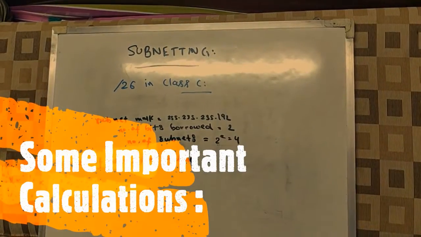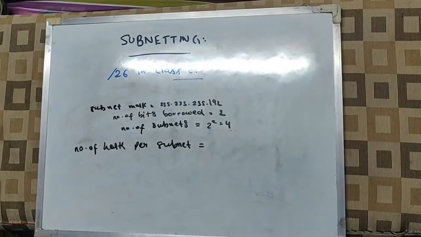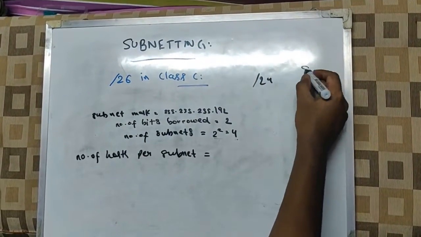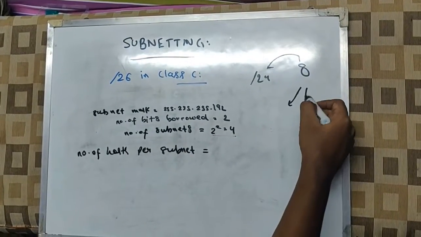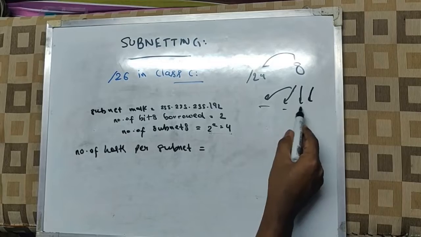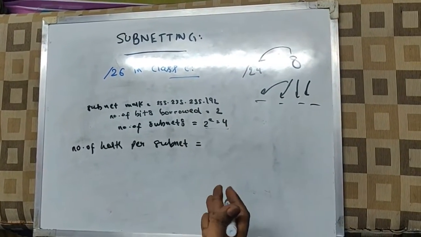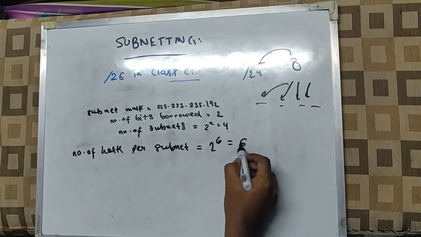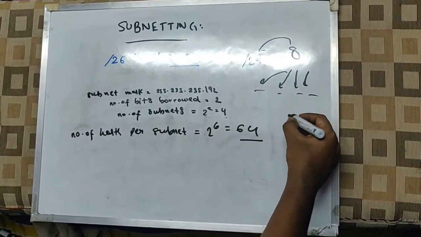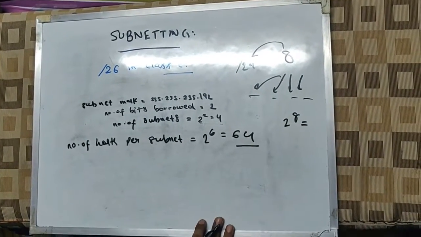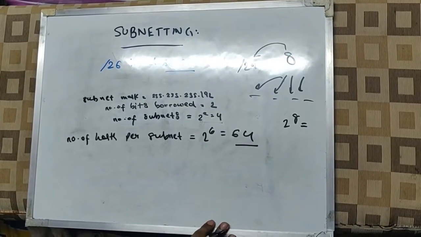So for /26 in class C, we have calculated the subnet mask, and the number of bits borrowed is 2, because initially class C is 24 and we have 8 bits for the host, so we borrow 2 bits here. The number of subnets possible is 4, so the network will be split into 4 parts, each having an equal number of hosts. The number of hosts per subnet, since we have 6 bits, will be 2 power 6, which is 64. Earlier we had 2 power 8, now we have 2 power 6, so definitely we have split it into 4 parts.